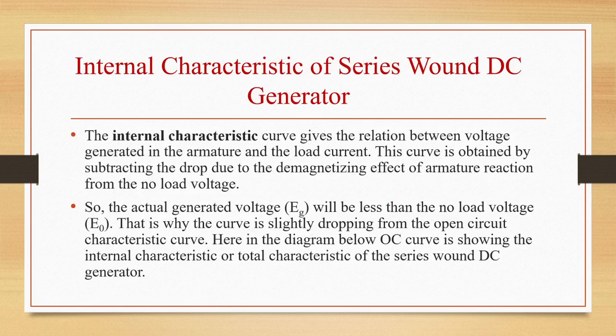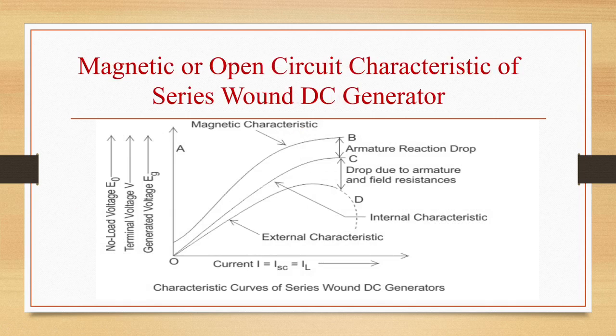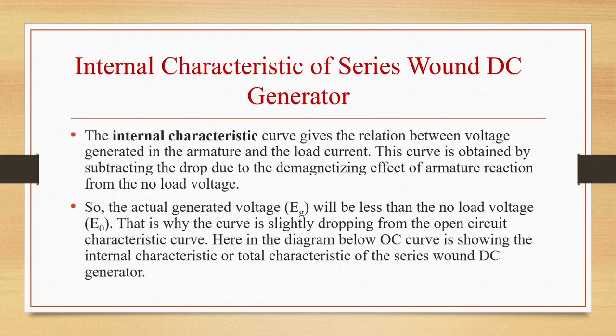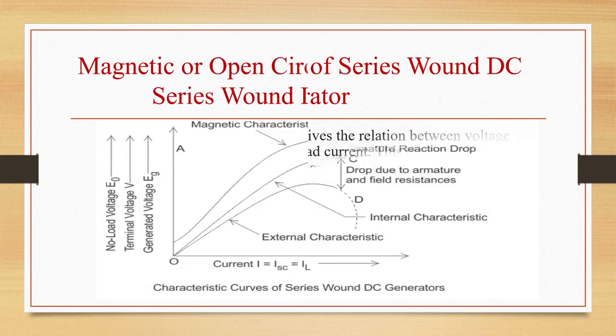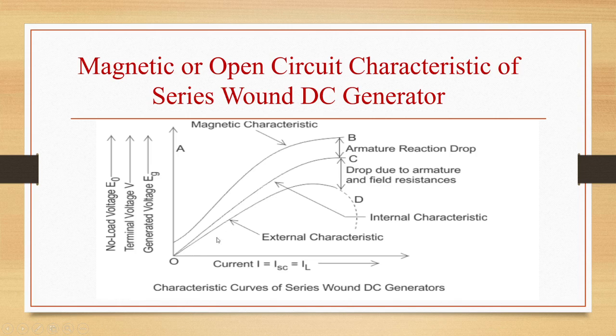Now let us see the internal characteristics. The internal characteristic curve gives the relation between the voltage generated in the armature and the load current, EG versus IL. This curve is obtained by subtracting the drop due to the demagnetizing effect of armature reaction from the no load voltage. So the actual generated voltage EG will be less than the no load voltage. That is why this curve is slightly dropping from the open circuit characteristic curve. The internal characteristic curve lies below the open circuit characteristic curve because of this armature reaction drop.